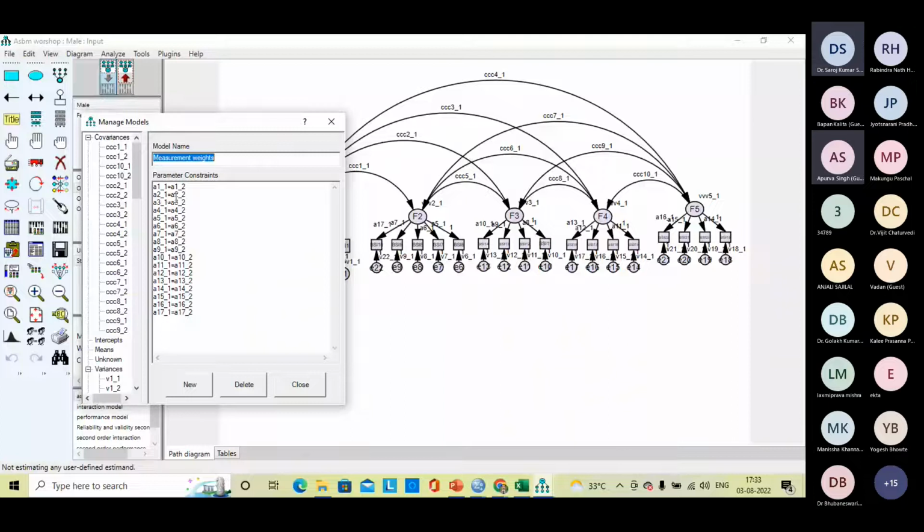A2_1 is equal to A2_2. Look at these values. What is written? Look at this value. A1_1 is equal to A1_2.